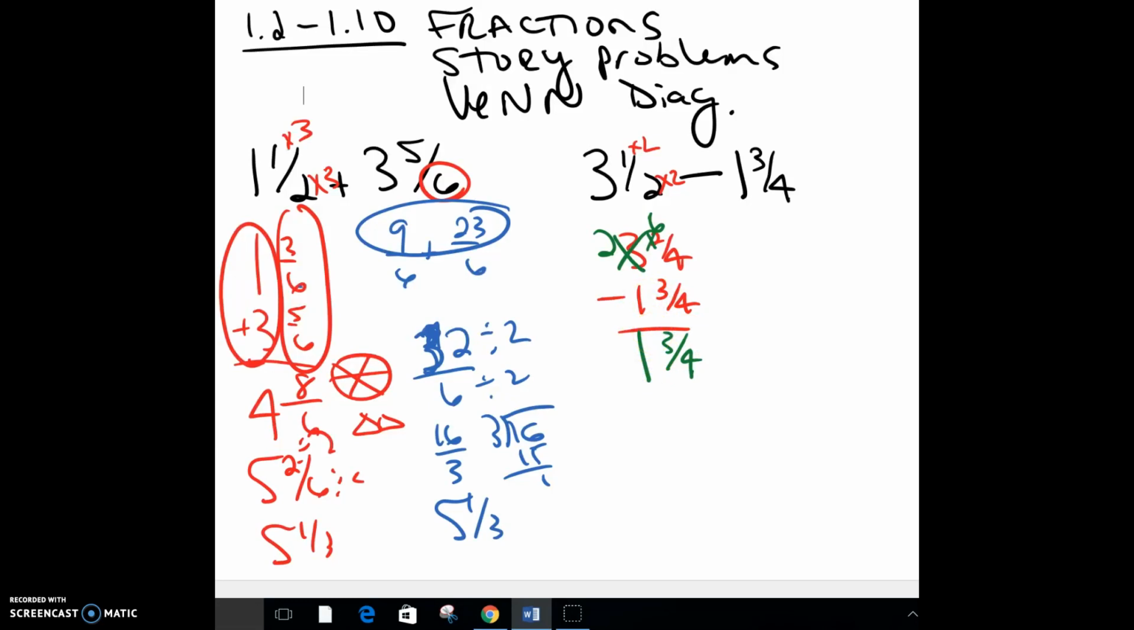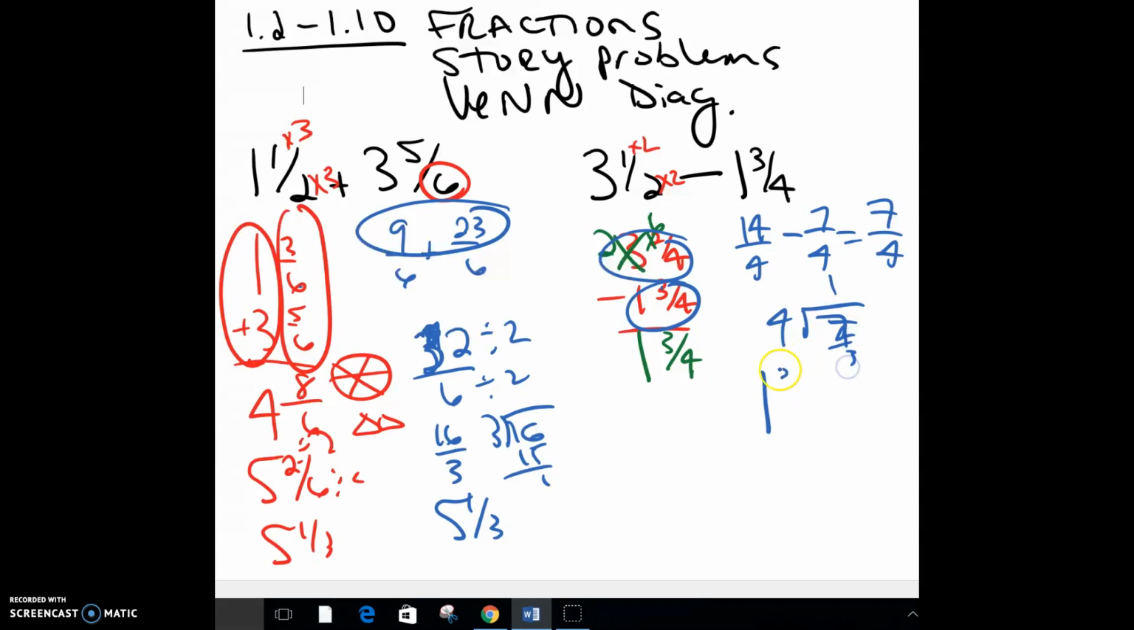If you don't like that, the other option is to get your common denominator and then make them all into slices, so improper fractions. So 3 times 4, each of those, that'd be 12, 13, 14 fourths. And then this would be 4, 5, 6, 7. Fourths, subtract, you get 7 fourths. So again, how many times is 4 going into 7? Well, 1 time, and then I would have 3 left over, so 3/4.